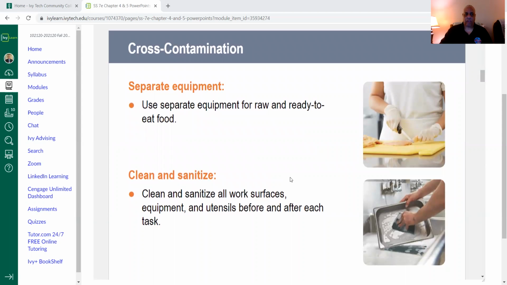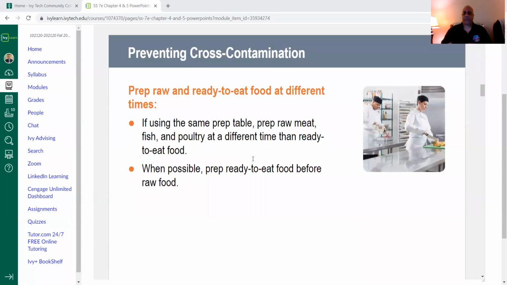Now, when we talk about cross-contamination, what you have to do is use separate equipment. And you use it when you have raw and ready-to-eat food. Separate equipment can come in varieties like different surfaces, cutting boards. And to make sure you don't cross-contaminate any food, you have to clean and sanitize all work surfaces, equipment, and utensils before each task. Now, the objective is the prevention of cross-contamination.